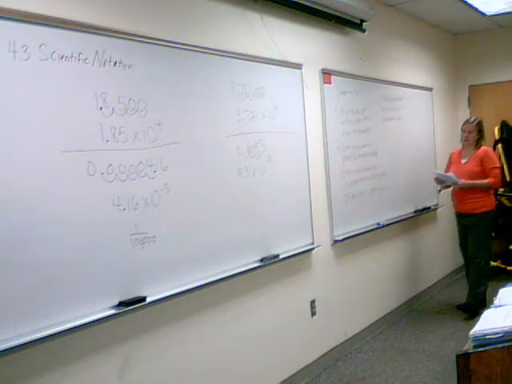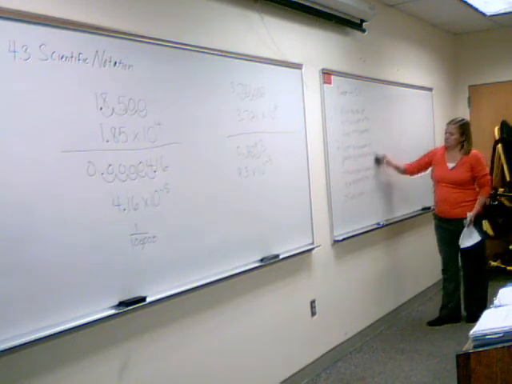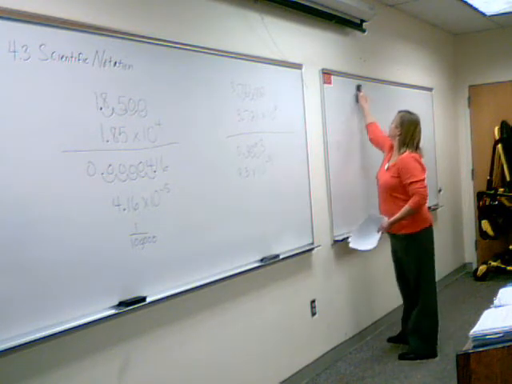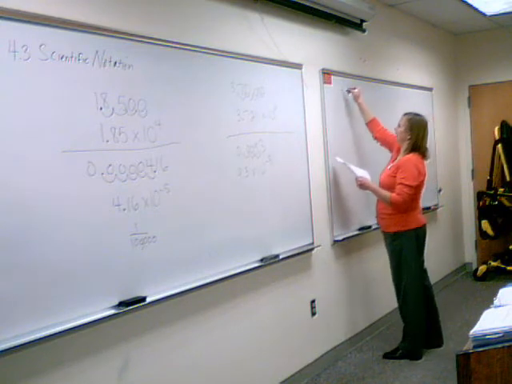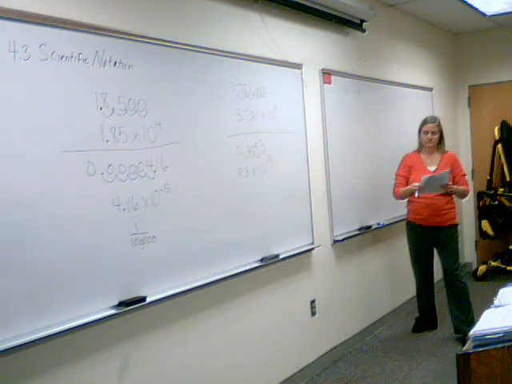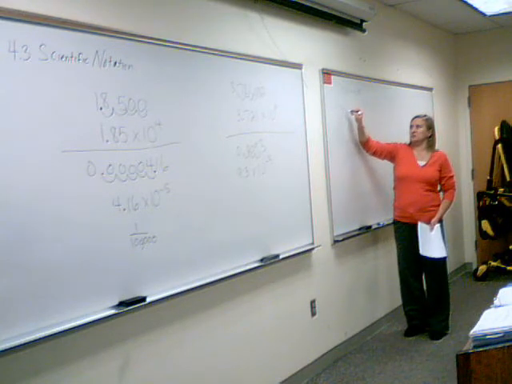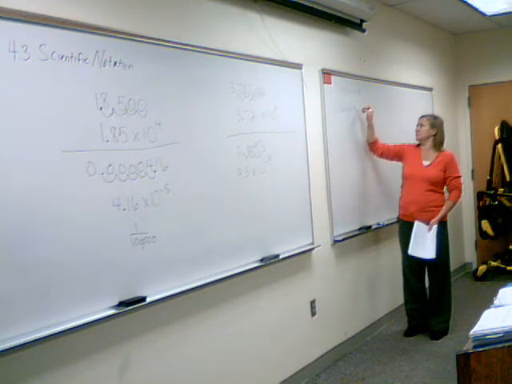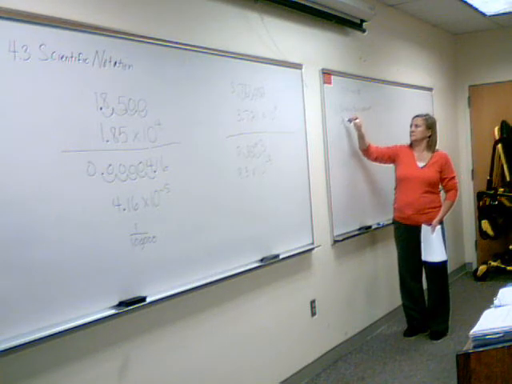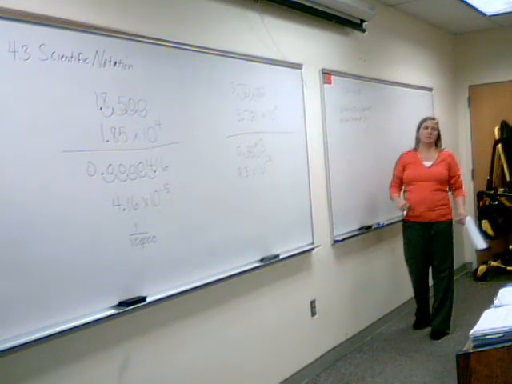Okay, now what about if we're going backwards? They gave us scientific notation, and now we have to go to a number. Wouldn't you think we're just going to go the other way? So, this is scientific notation back to a number. First, we observe the exponent of the power of 10. In other words, we're going to see if it's a positive or a negative number.